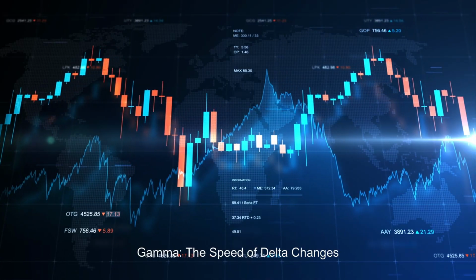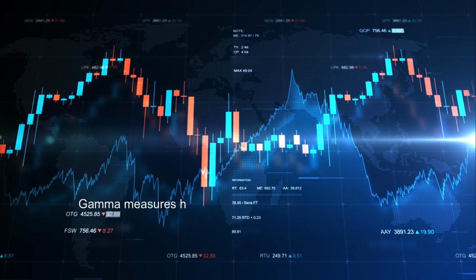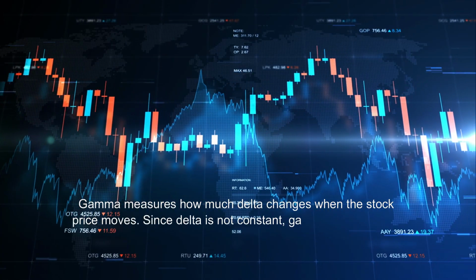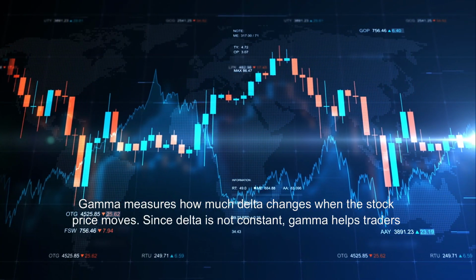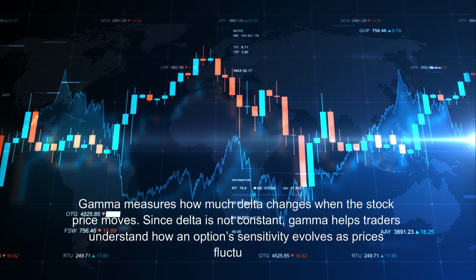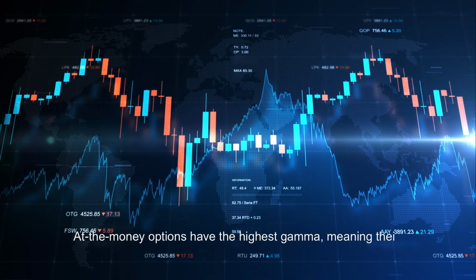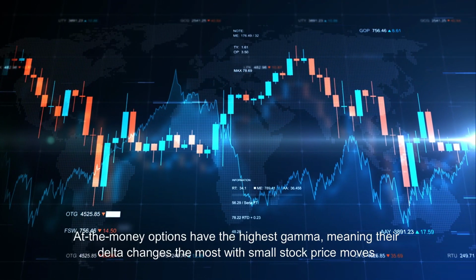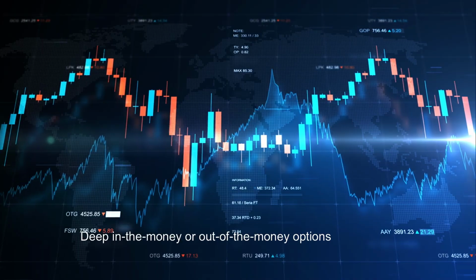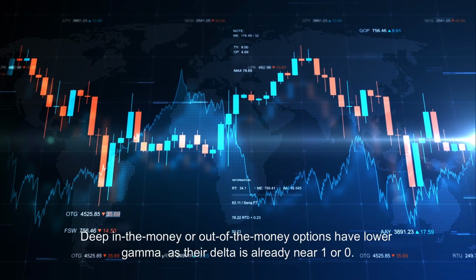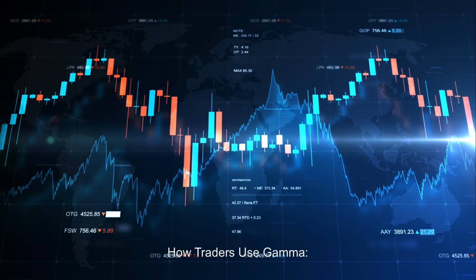Gamma, the speed of delta changes. Gamma measures how much delta changes when the stock price moves. Since delta is not constant, gamma helps traders understand how an option's sensitivity evolves as prices fluctuate. At the money, options have the highest gamma, meaning their delta changes the most with small stock price moves. Deep in the money or out of the money, options have lower gamma, as their delta is already near 1 or 0.